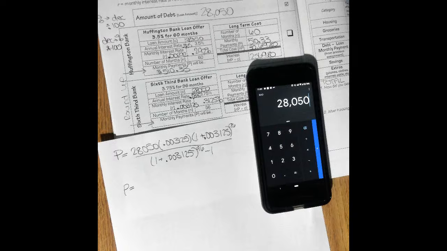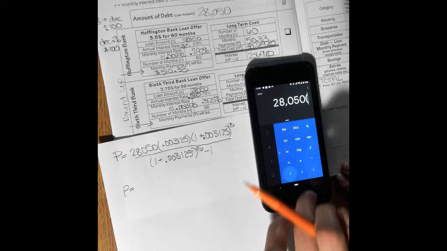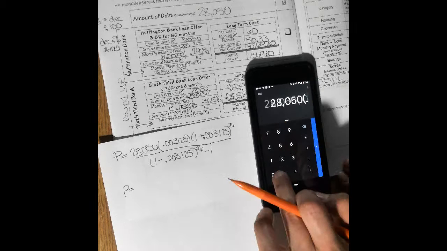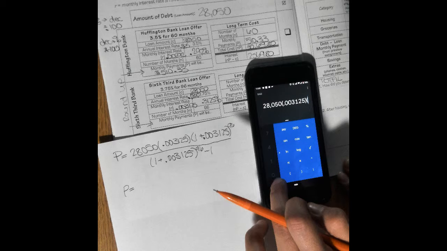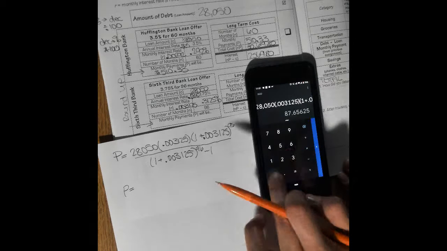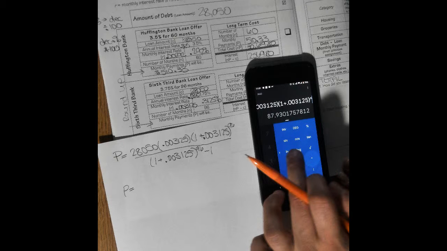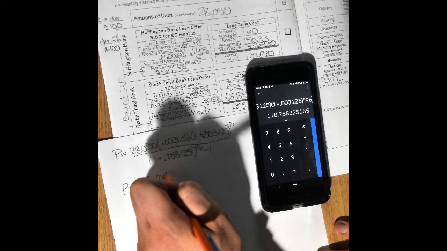Okay, so it's 28050. I have that typed in, and I am just going to continue typing in my decimal equivalent, 0.0031, nope, I missed some zeros, 0.003125. Close those parentheses, open up another one. 1 plus that same decimal equivalent. I'm raising it to the 96th power this time. And so I get 118,268,225,155.